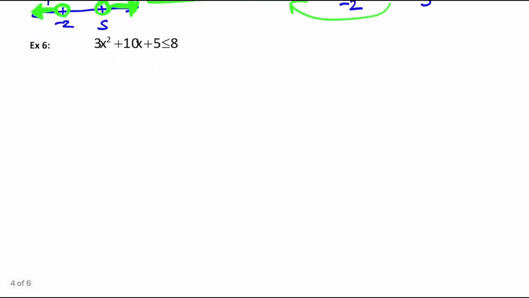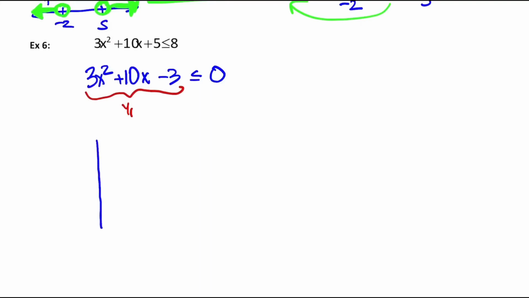All right, let's do this example. I'm going to use method 1. So the first thing I want to do is get 0 on one side. This is going to give me 3x squared plus 10x minus 3 is less than or equal to 0. And this is what I'm going to put in the y1. It'll give me one graph.